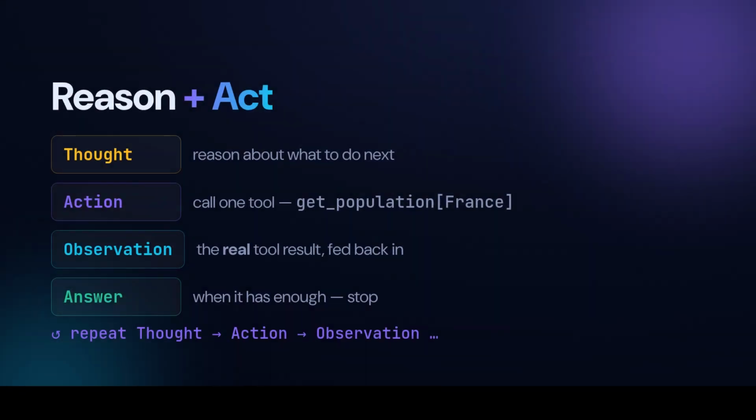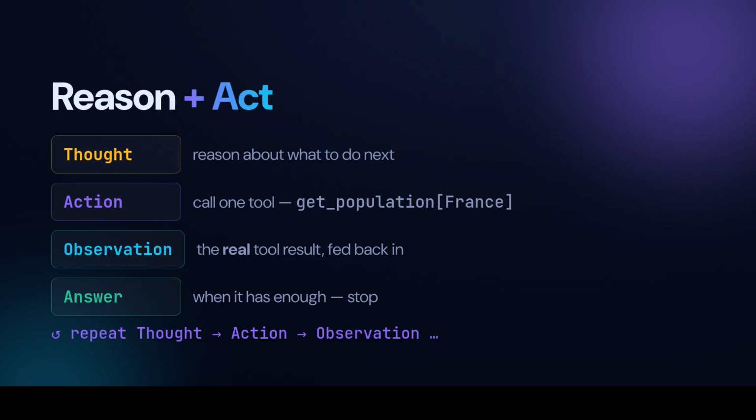ReAct stands for Reason Plus Act, and it's beautifully simple. Instead of letting the model act in silence, we make it work in a visible loop. First, a thought. It reasons out loud about what to do next. Then an action, it calls one tool. Then an observation, we hand back the result. Thought, action, observation, over and over, until it has enough to write a final answer.